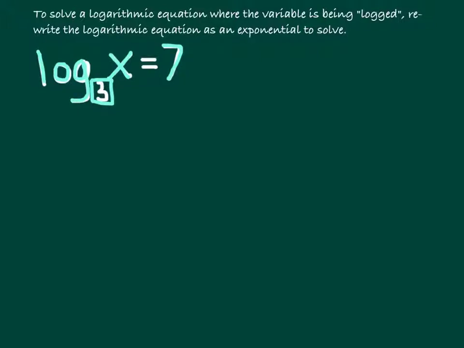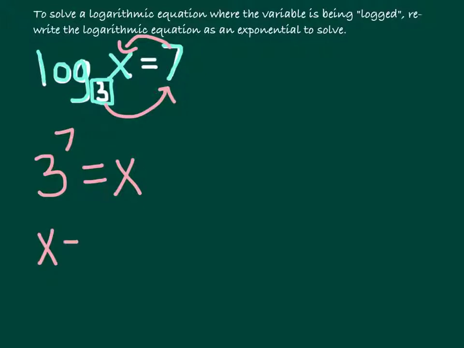Alright, so log base 3 of x equals 7. I can't punch log base 3 of x into the calculator, but I can rewrite this with my base being 3, raise it to the 7th power, equals x. And then 3 to the 7th I can do in the calculator. X equals 2,187.